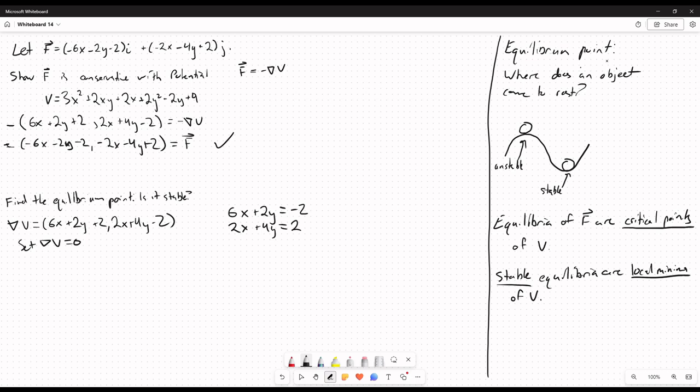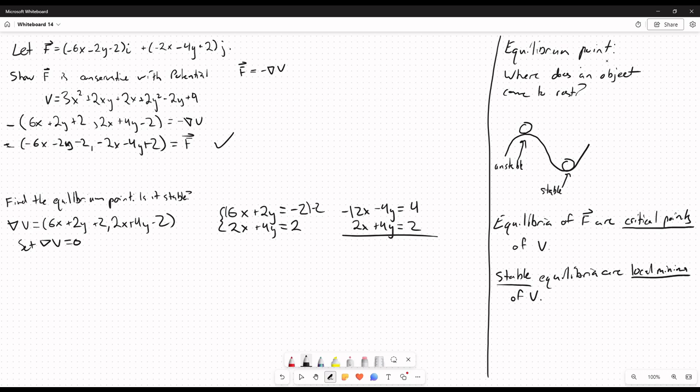I could probably do some shenanigans with matrices, but I'm just going to do this by elimination the old-fashioned way. Maybe do the first equation times -2 plus the second. We'll multiply this by -2 just for fun. That's going to get me -12x minus 4y equals 4, and then 2x plus 4y equals 2.